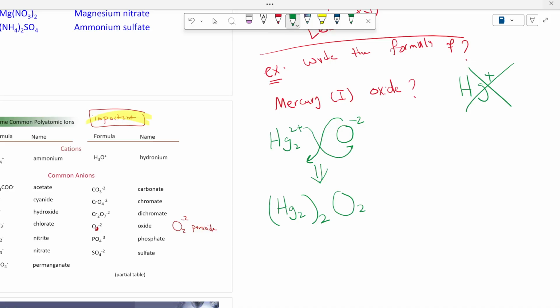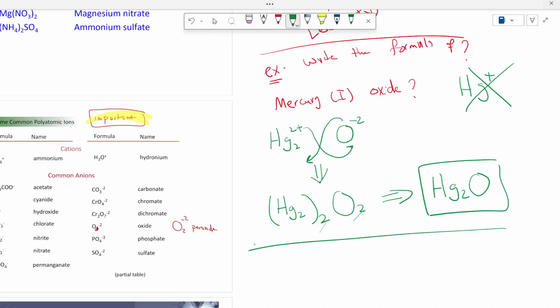Now ask yourself, can we simplify this? The answer is yes. We can simplify 2 with 2 to end with Hg2O. This is the formula of mercury 1 oxide. Last example, mercury 1, let's say chloride.